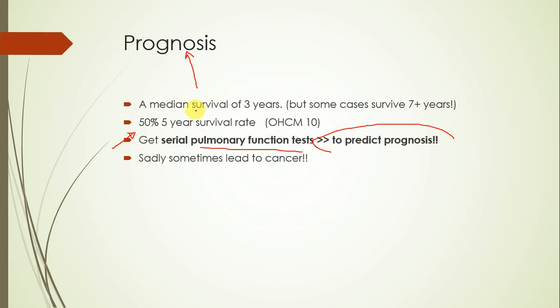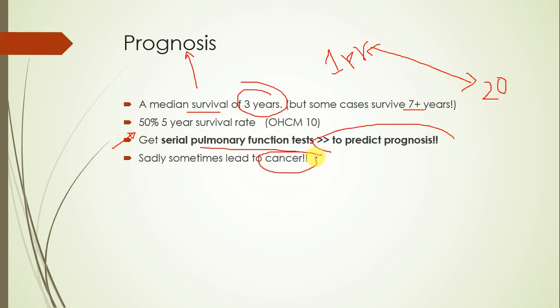Overall, the median survival is around 3 years, but in some cases, patients survive more than 7 years. Even someone can survive 20 years. But in some cases, you might see a patient dies within 1 year. So it's a big range, 1 year to 20 years. This is the range for survival in patients with IPF. And sadly, IPF may be associated with cancer.